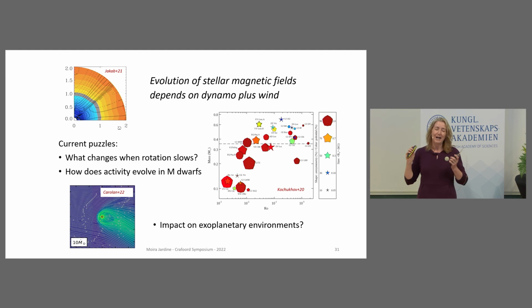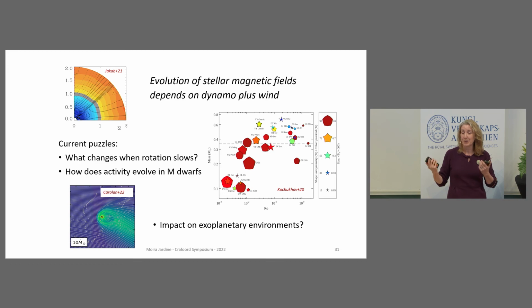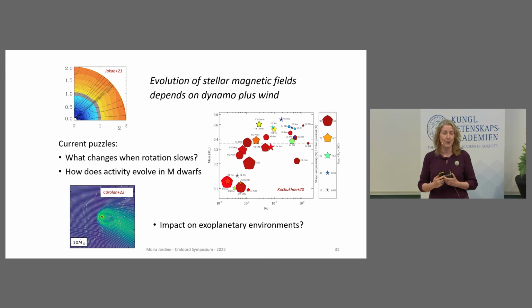We've learned that the evolution of stellar magnetic fields depends on the dynamo and the wind. There are plenty of current puzzles to keep us occupied. What about the old stars when the rotation rate slows down? What happens to them? What about their angular momentum loss? And what about the very low mass stars, the M dwarfs? How does their activity evolve? Plenty to keep us going, and I haven't even touched upon the last of my points, which is, what impact does this have on exoplanetary environments?